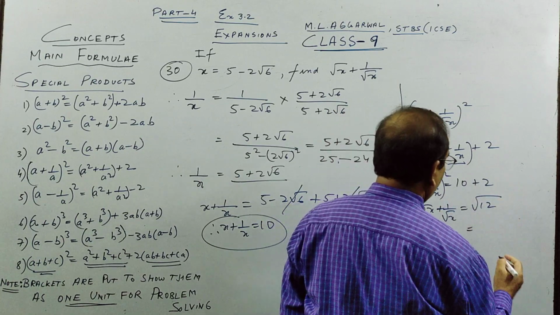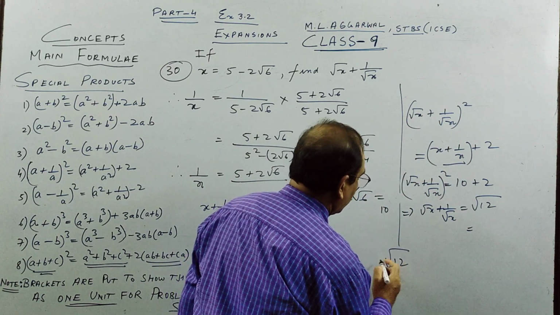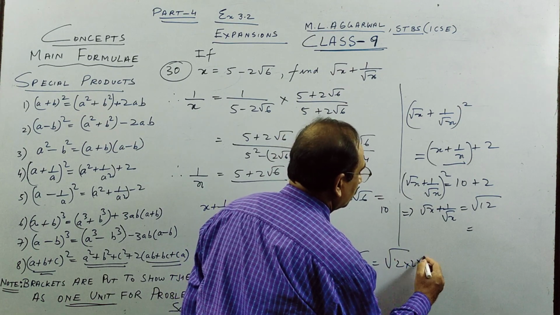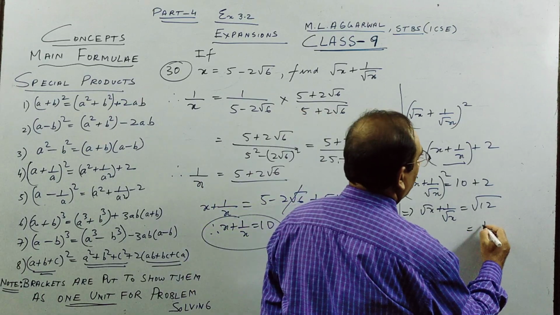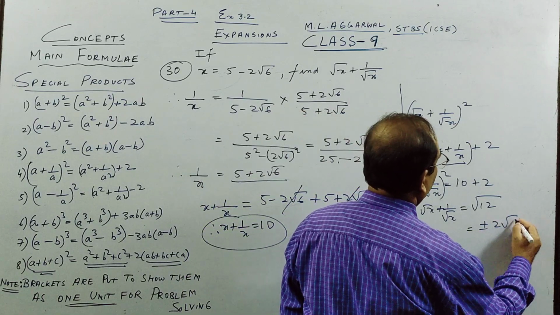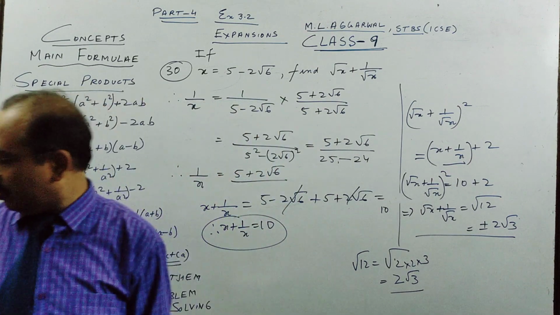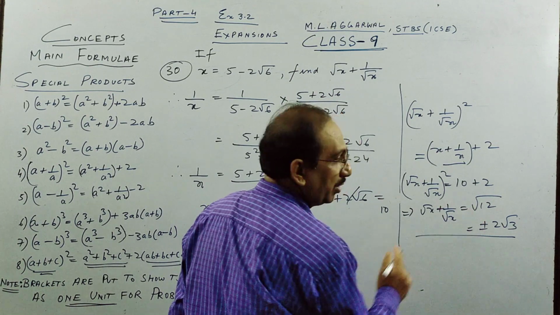Root 12, if you do prime factorization, you will get 2 into 2 into 3. So this is 2 root 3. So the answer will be plus minus 2 root 3. So here we will see in the last part where we reject the minus value.